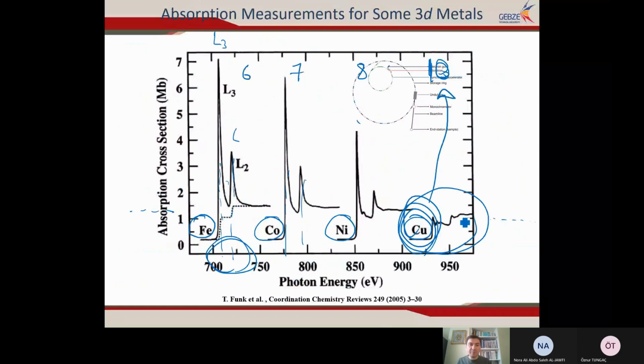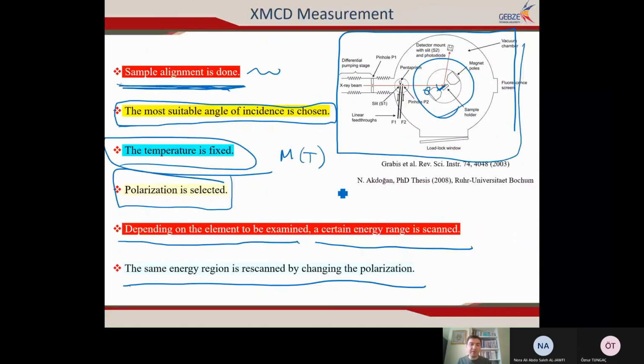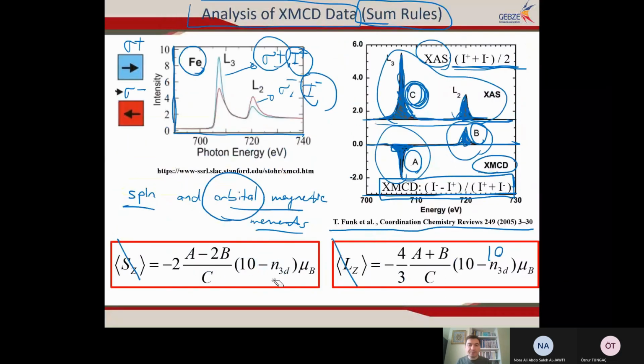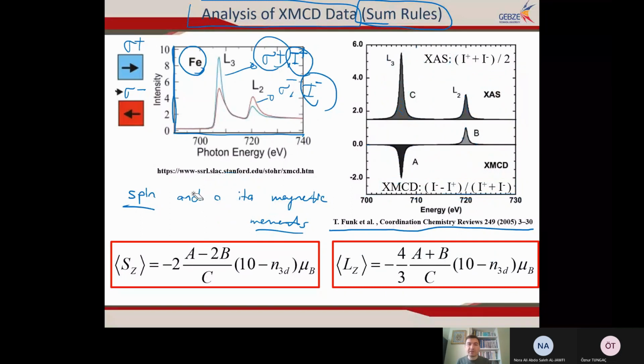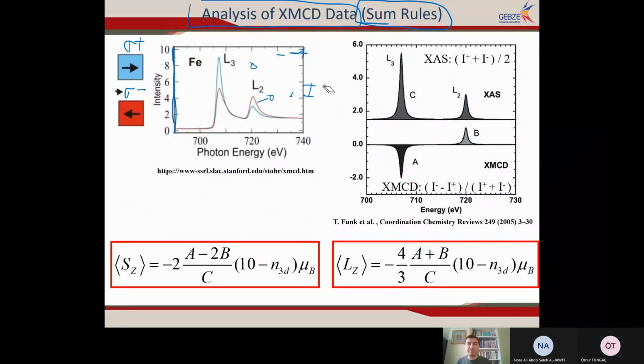So depending on the element, depending on the number of 3D electrons, you put the required information here, and you put the areas which you have calculated here. Then you can calculate spin and orbital magnetic moments separately. This is called the sum rules.